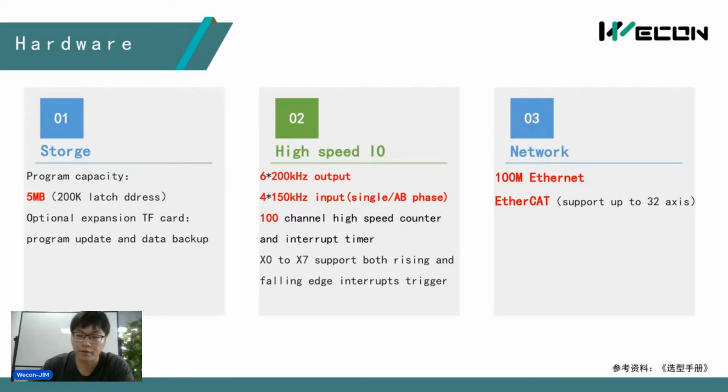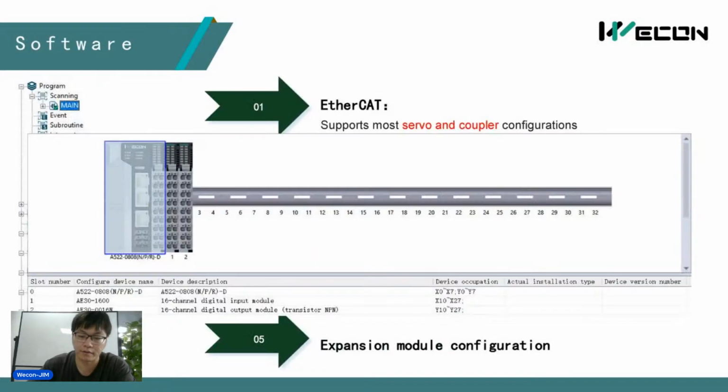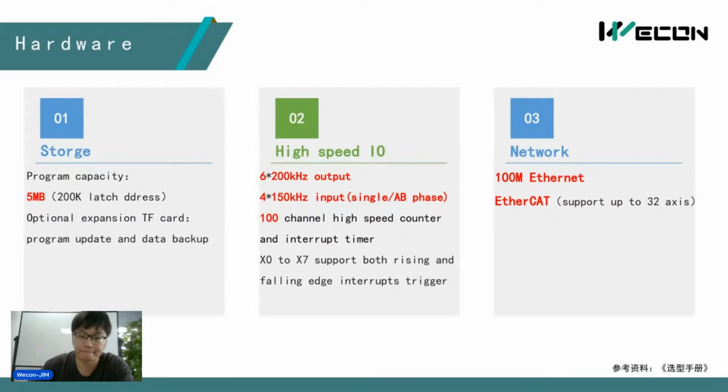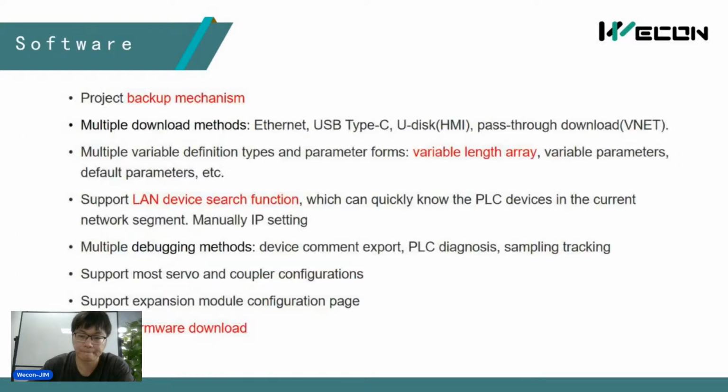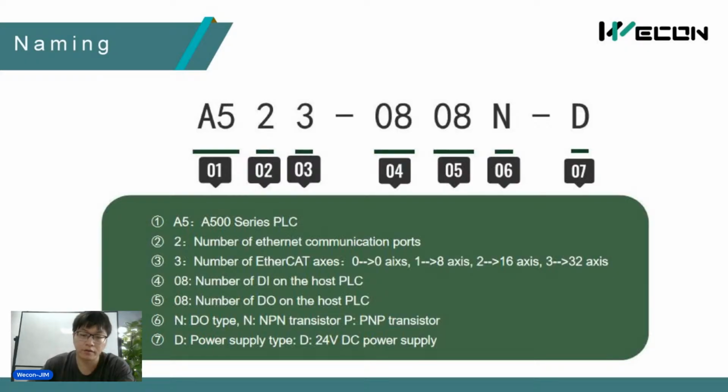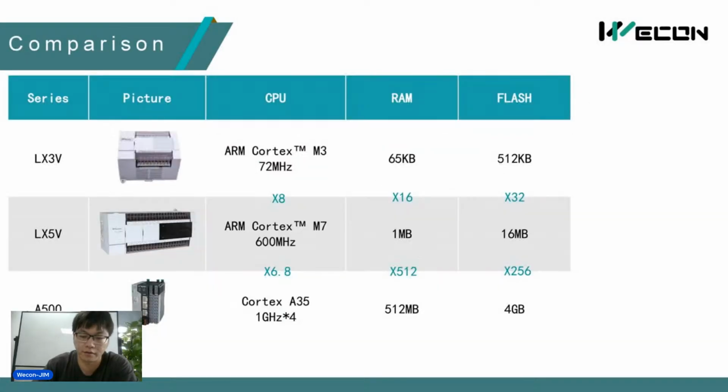Here, number 3 means support 32 axes. And here, 0 means we don't support EtherCAT axis, but we can still support EtherCAT coupler. So this is what I want to say. 0 doesn't mean we can't connect any EtherCAT slave. We can connect EtherCAT coupler, but we can't connect EtherCAT servo.